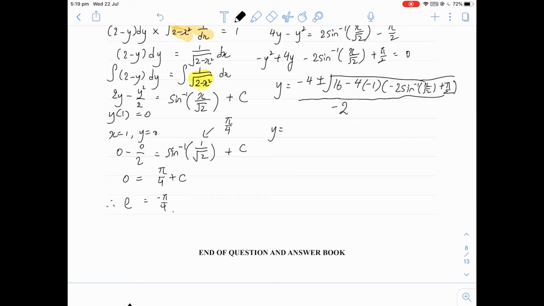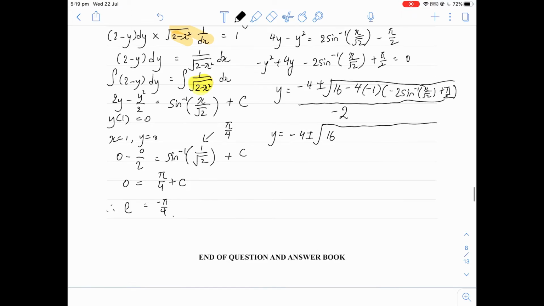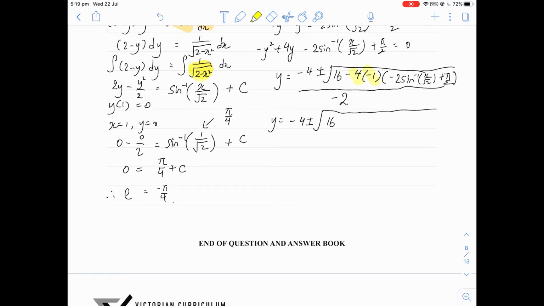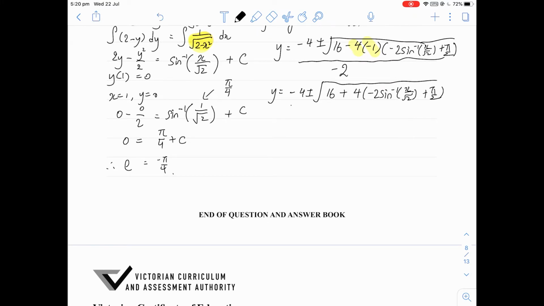Now, we can simplify this by doing 16, and then what we'll get here is negative 4 times negative 1 is positive 4. So we'll do positive 4 multiplied by negative 2 sine inverse x over square root 2 plus pi on 2, like this. All over negative 2 again.